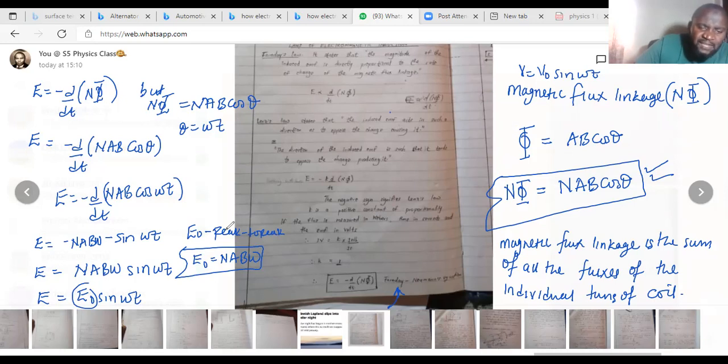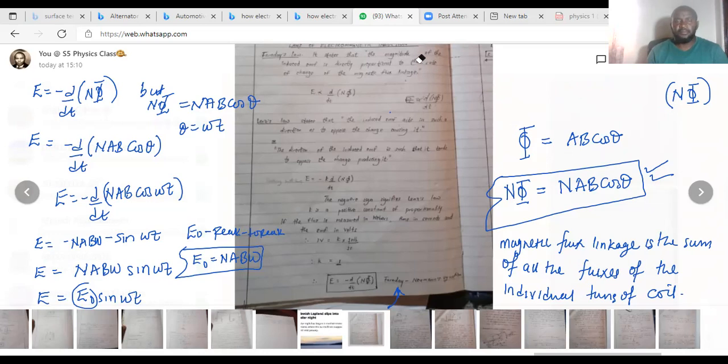Now, the definition of the Weber also can be asked in physics. This is the magnetic flux linkage of a circuit if the induced EMF is 1 volt when the flux is reduced uniformly to 0 in 1 second. How can we come to that? Remember, I had showed you earlier. Let me rub off this part a little.